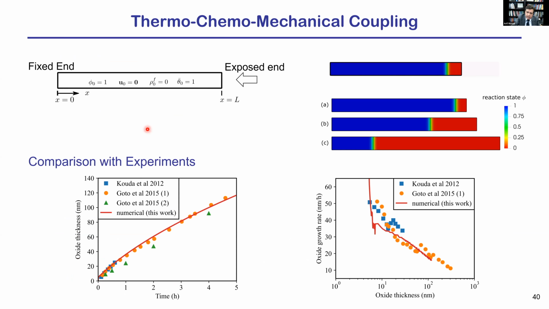Let me show you this case where, again, it's exposed, oxygen comes in, reacts, this interface moves. This is the reacted state, completely transformed, untransformed. This moves through it. Here we are comparing it with experiments, oxidation thickness as a function of time, and oxygen growth rate as a function of growth and thickness. And we see that the growth rate drops as the thickness increases because it becomes harder for the reacting agent to go through the bulk material.